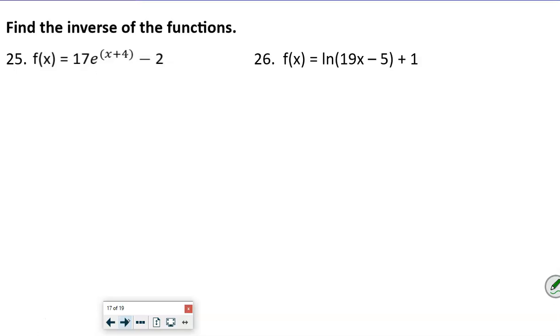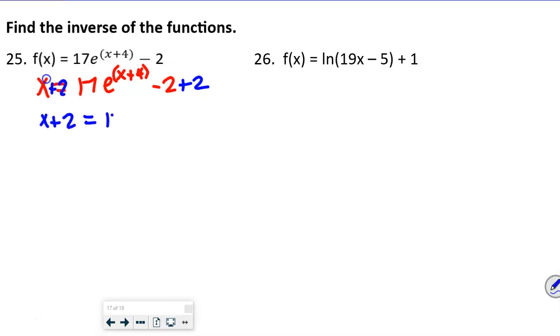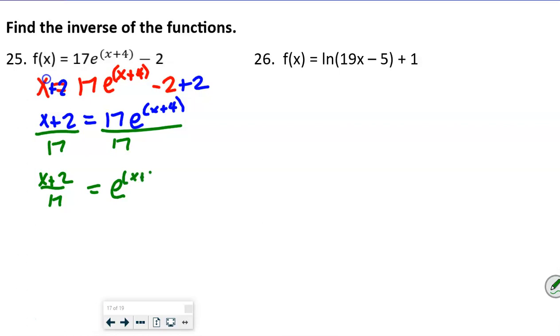So the inverse here. Now remember, when we're doing inverses of ln's and e's, if we start out with an e, our inverse is going to be an ln. If we start out with an ln, our inverse is going to be an e. Okay? So here again, this is going to be x equals 17 e to the x plus 4 power minus 2. So we're going to add 2 to both sides. So that's going to be x plus 2 equals 17 e to the x plus 4. So now we're going to divide both sides by 17. That's going to be x plus 2 over 17 equals e to the x plus 4.